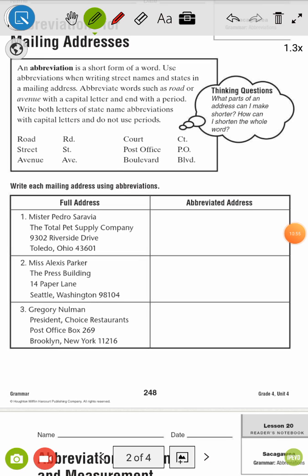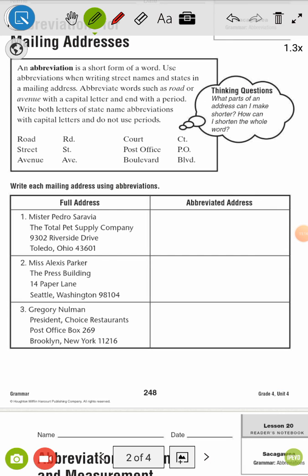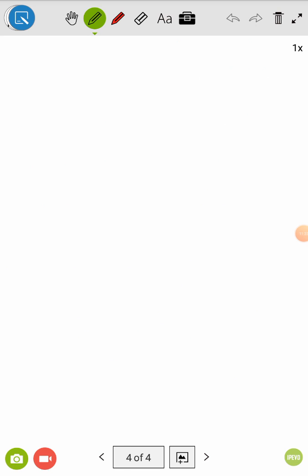Okay, now number 3, the full address is Gregory Nullman, President, Choice Restaurants, Post Office Box 269, Brooklyn, New York 11216. Let's write it down in abbreviated form. Let's try to write it down in abbreviated form on the next page.